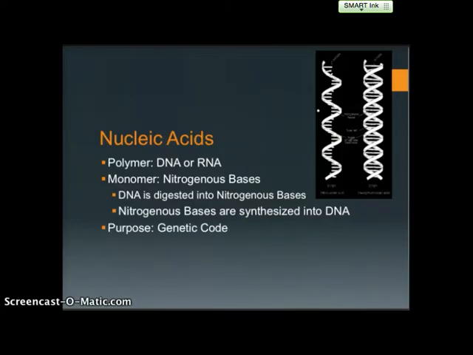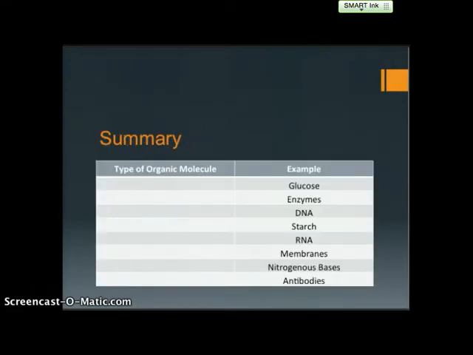So for our summary, let's see if you can identify which example goes with which type of organic molecule. What type of organic molecule is glucose? What type of organic molecule are enzymes? What type of organic molecule is DNA? What type of organic molecule is starch? What type of organic molecule is RNA?